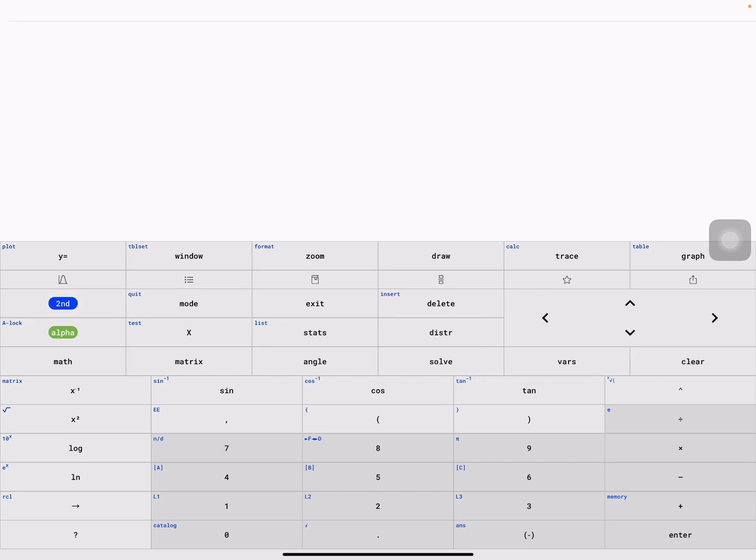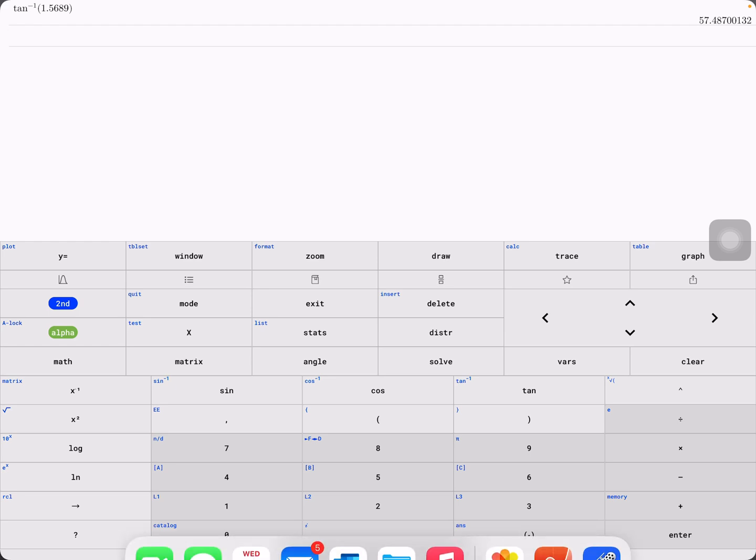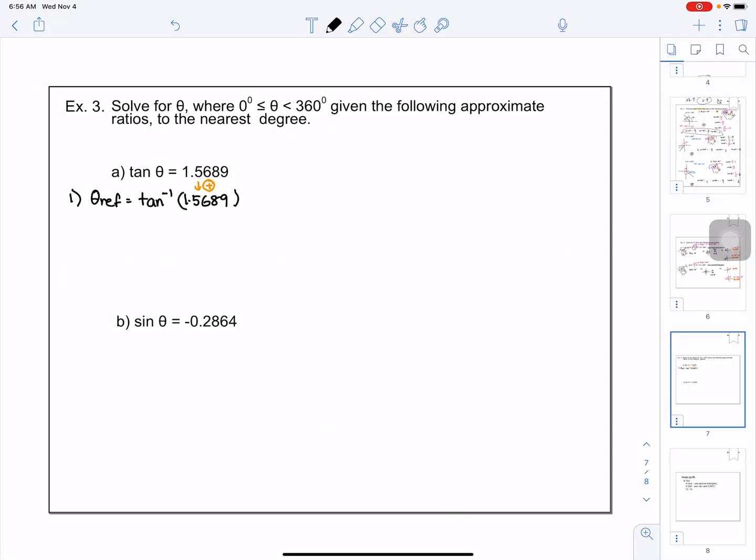Whoops, it doesn't pick that up. Second tan, and I'm going to put the value that they give me, 1.5689, and then enter. The reference angle is 57.48 degrees. I'm going to round to the nearest degree, which means I have 57 degrees. So 57 degrees is my reference angle.